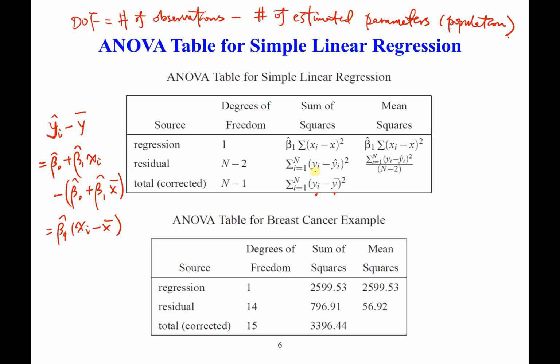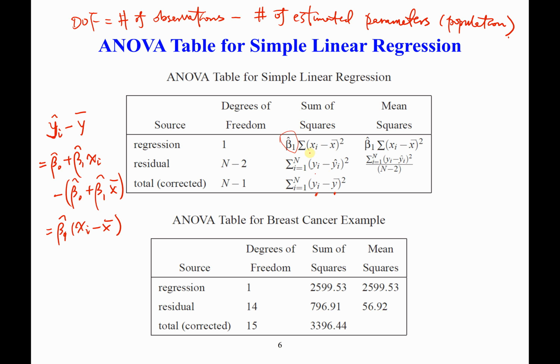And this one is n. But in yi hat, we have two parameters to be estimated, that is beta 0 hat and beta 1 hat. So that's why this is n minus 2. But over here, we don't have any observation. We only have one population parameter, so that's why this is 1. So the simple rule: degrees of freedom equals the number of observations minus the number of estimated population parameters. And this can be used in most ANOVA analysis.